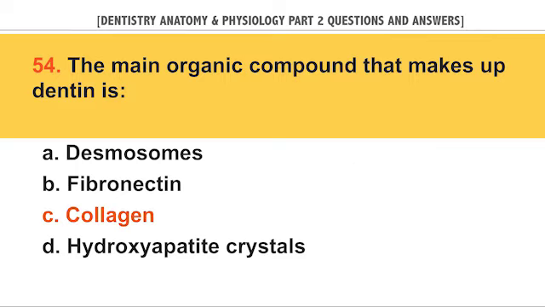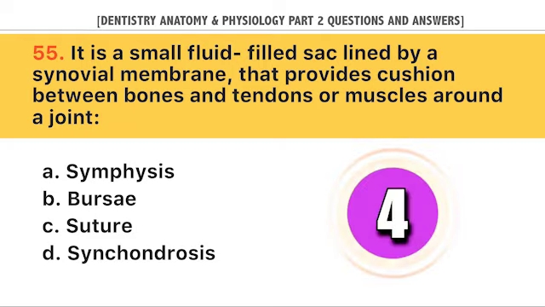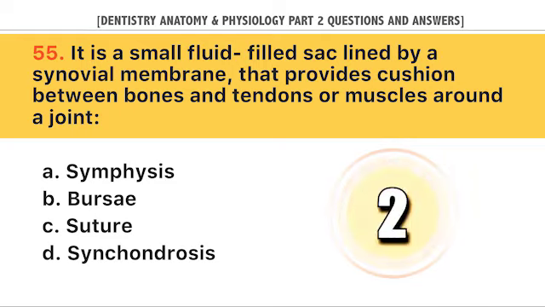Answer C. Collagen. It is a small fluid-filled sac lined by a synovial membrane that provides cushion between bones and tendons or muscles around the joint. A. Symphysis, B. Bursae, C. Suture, D. Synchondrosis. Answer B. Bursae.